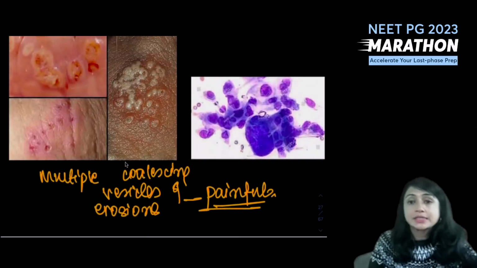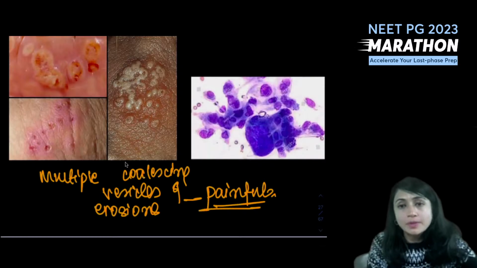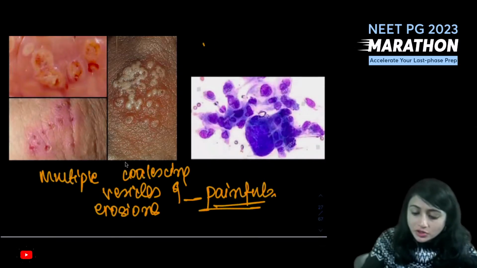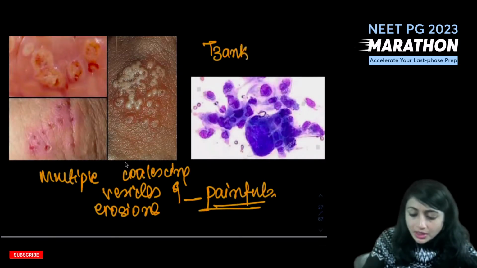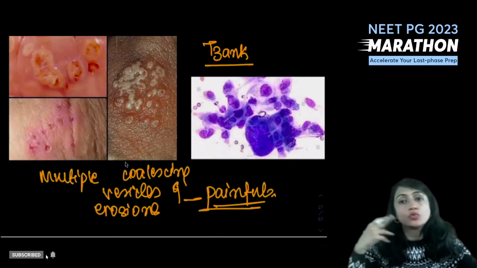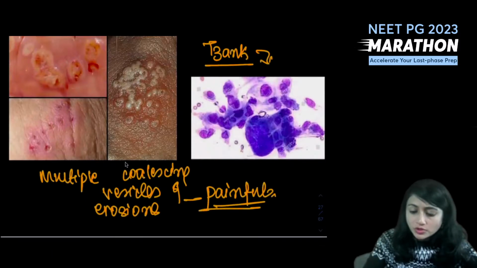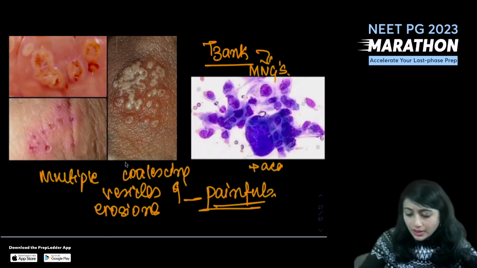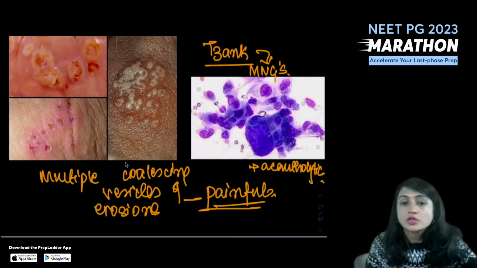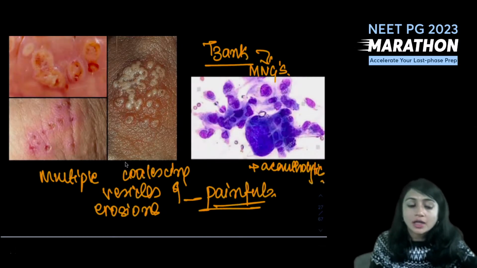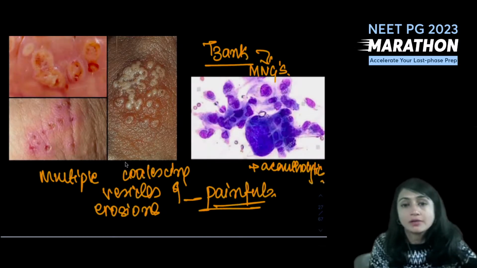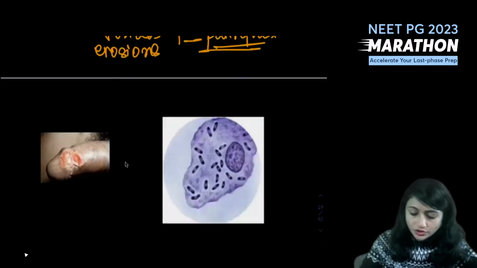What do you do? This is caused by herpes simplex virus, which is a virus. So you will do a Tzanck smear here. Sometimes they give you an image and ask what test you would perform, so you should know all about it. In the Tzanck smear, you see multinucleate giant cells along with acantholytic cells.